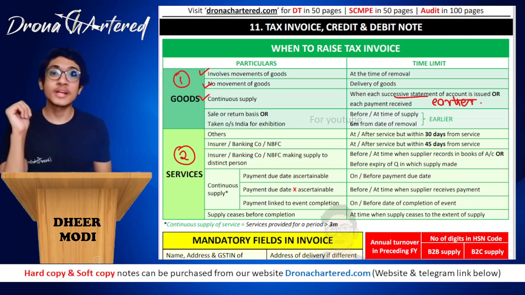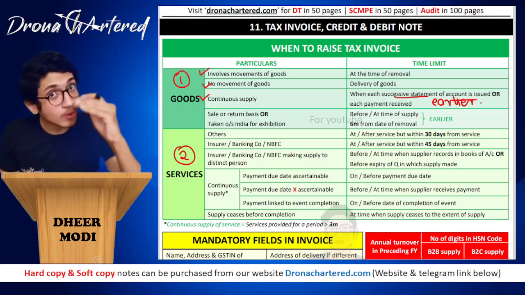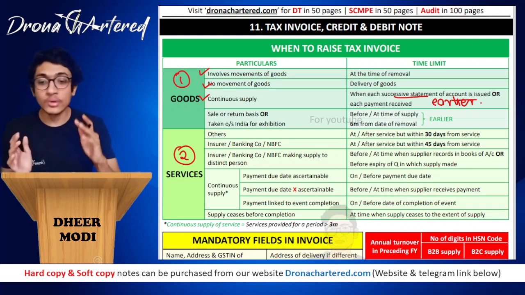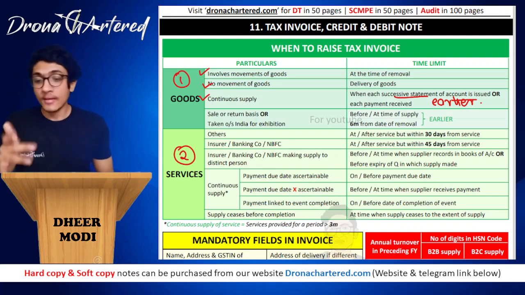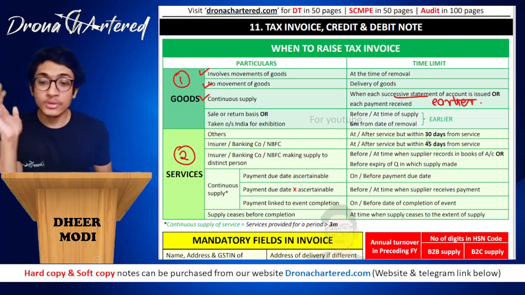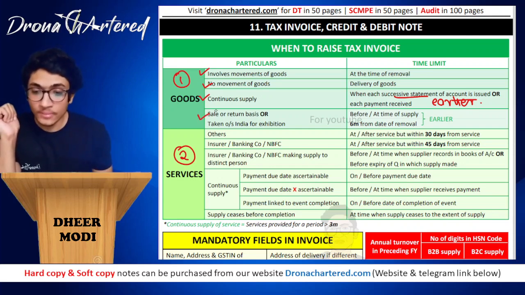So when the statement is received, that is when the account of usage is received, that you used this much, you used this much for such period, whenever that statement is issued, or when the payment is made, whichever is earlier, that is when you have to issue tax invoice.